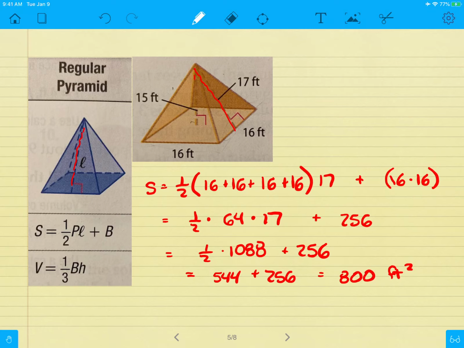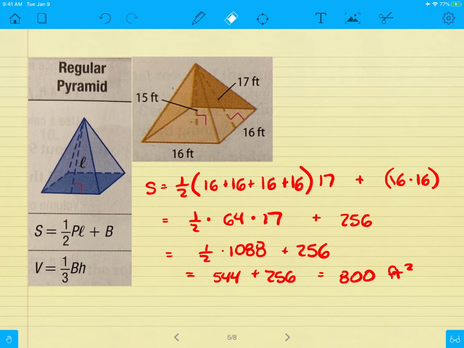Again, it's just perimeter times the slant line, cut in half. What this first part's doing is finding the surface area of each of the triangles going up. That's what it's doing. I know it seems like a weird formula, but that's what it's actually calculating. And then you're just adding the area of the base.